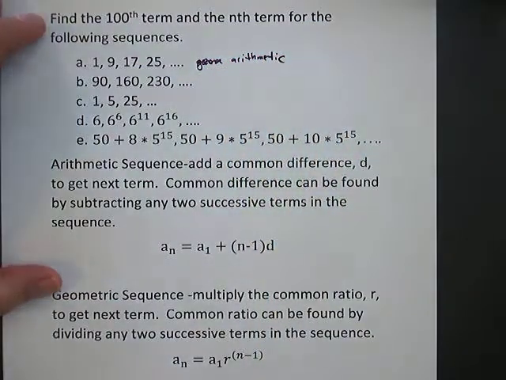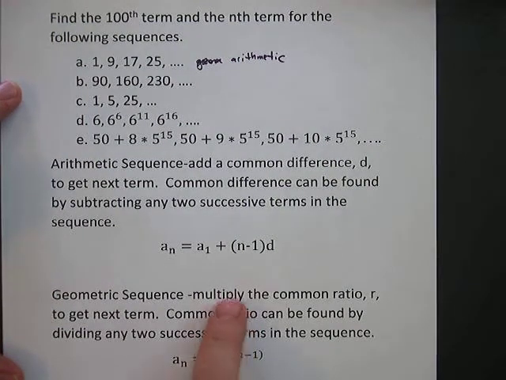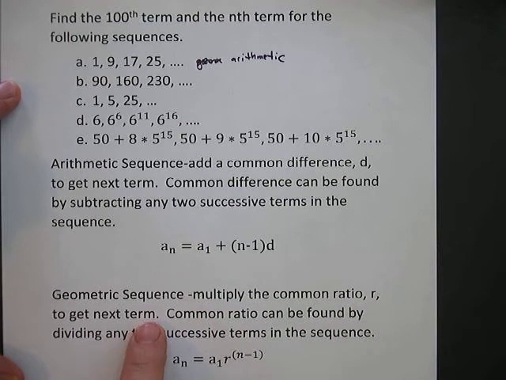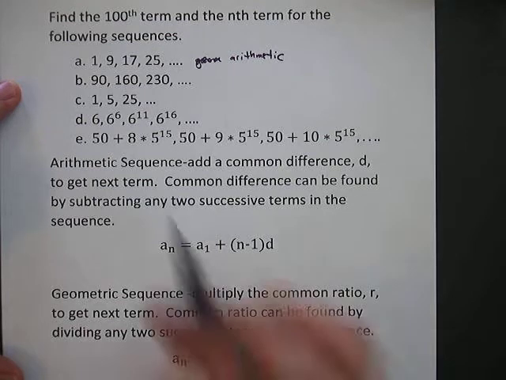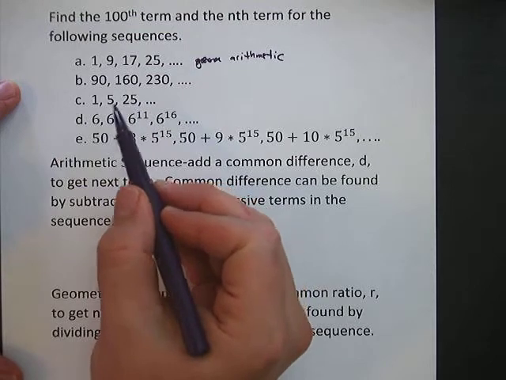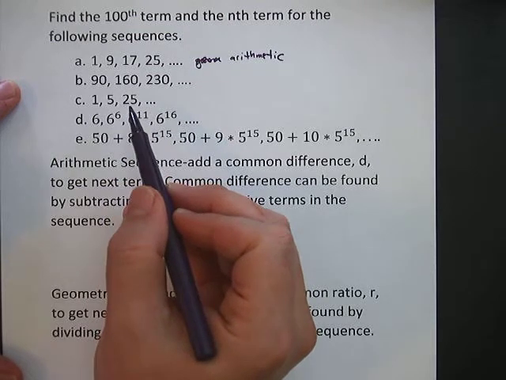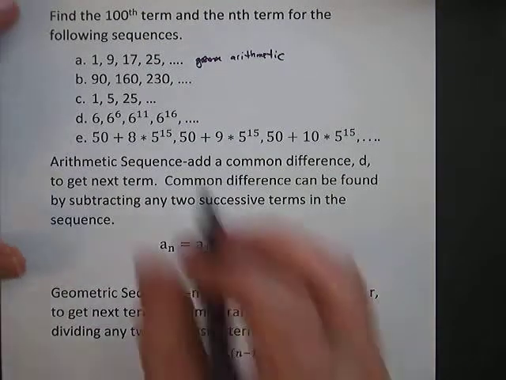And a geometric sequence is when you multiply by the common ratio to get the next term. The common ratio can be found by dividing any two successive terms in the sequence. You should get the same answer every time. An example of this would be this one here. What's 5 divided by 1? 5. What's 25 divided by 5? 5. And you would keep going. The next one would be 125, and 125 divided by 25 is also 5. So this one is geometric.